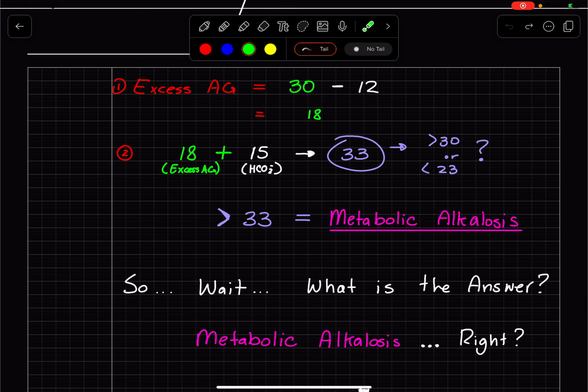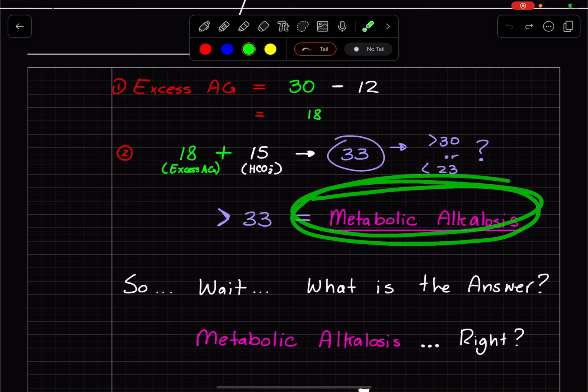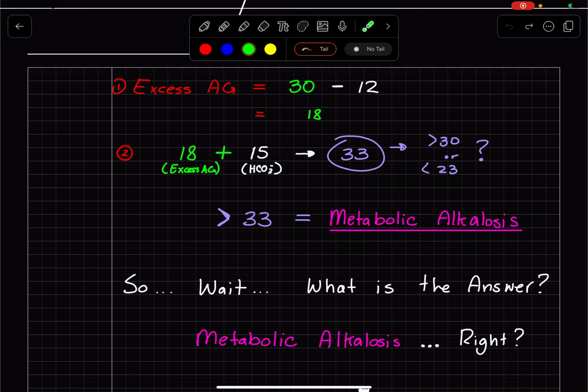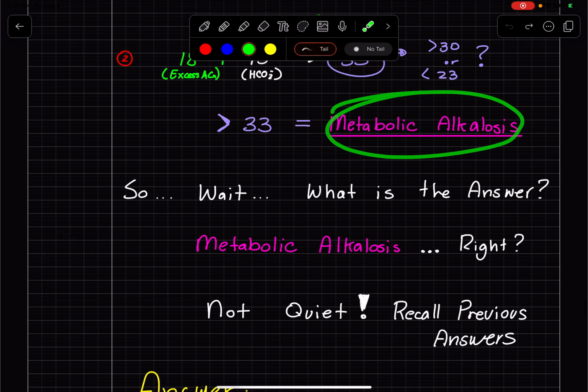And what did we say? If you have more than 30, think of it like bicarb. If we have more than 30 bicarb, is that more basic or more acidic? It's more basic, right? Because bicarb is basic. So it's going to be an alkalosis process. So we're going to have metabolic alkalosis as well. Okay, so that's our answer we got from Rule 3.